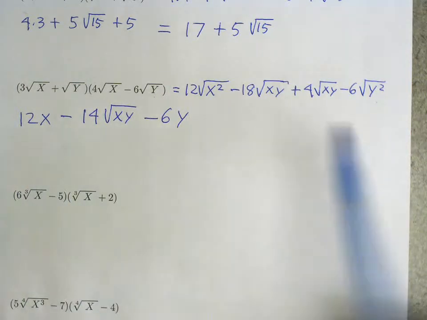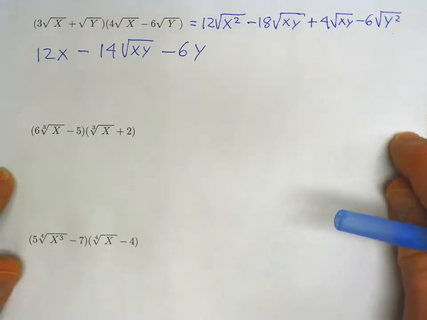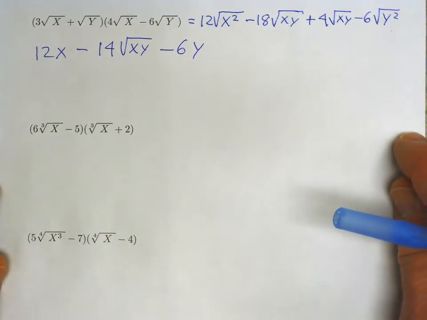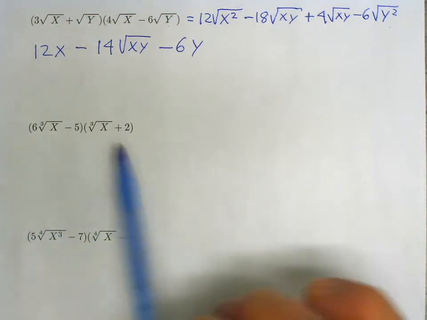And so this is the simplified result of that one. Okay, a couple more examples. 6 times the cube root of x minus 5 times the cube root of x plus 2.